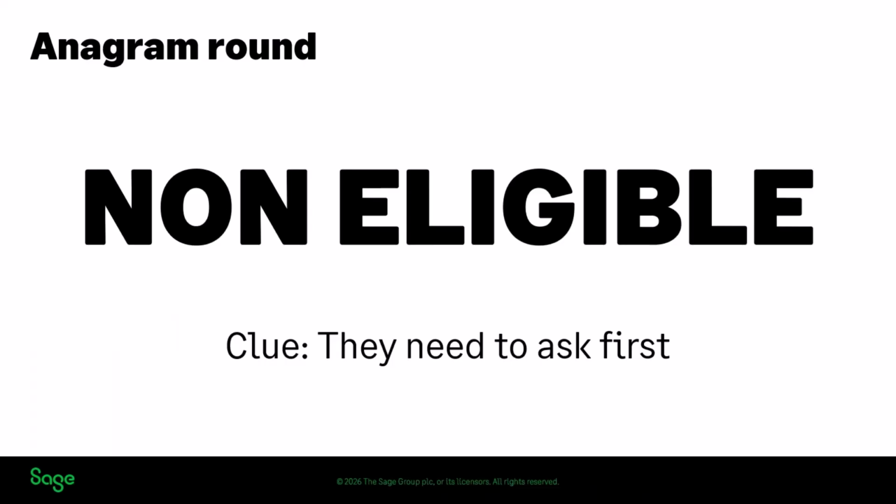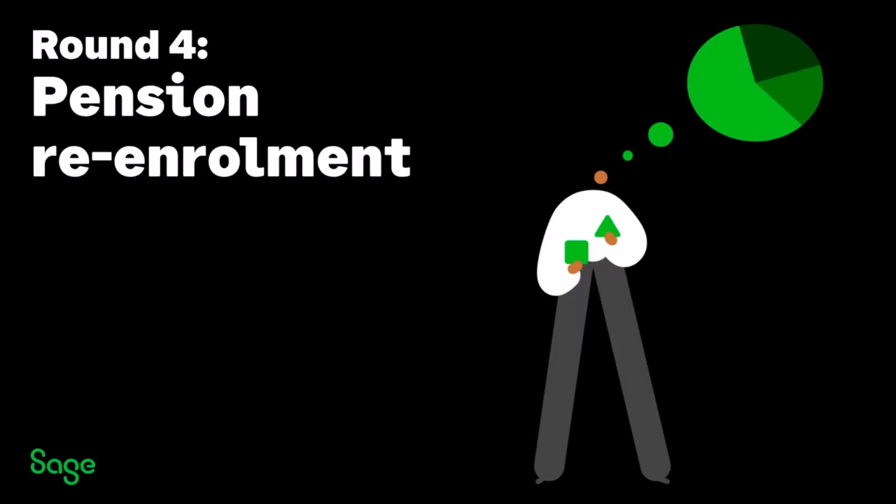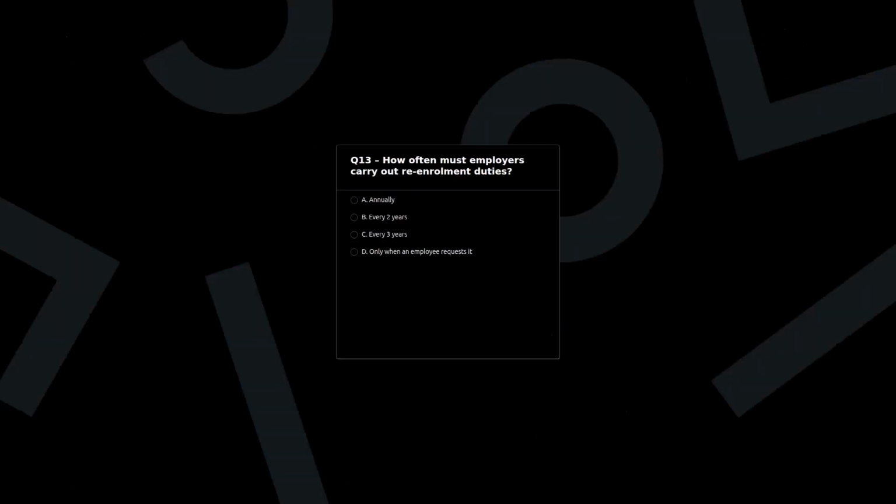Let's get on then with our final round of the quiz. This one is themed around pension re-enrolment. So we'll go straight into question number 13, which is, how often must employers carry out re-enrolment duties? Is it A, annually, B, every 2 years, C, every 3 years, or D, only when an employee requests it?